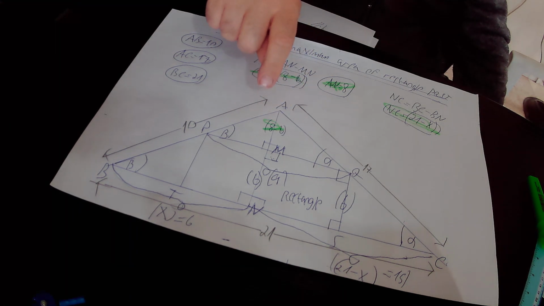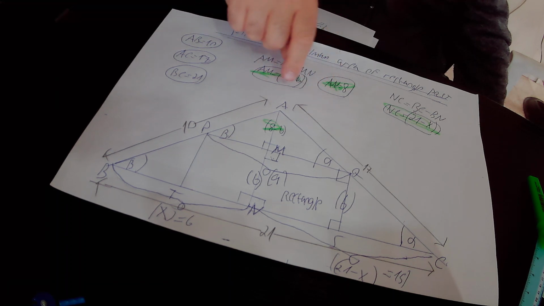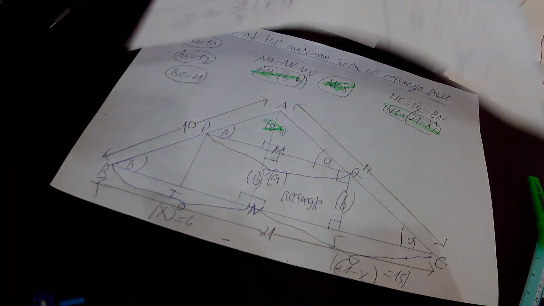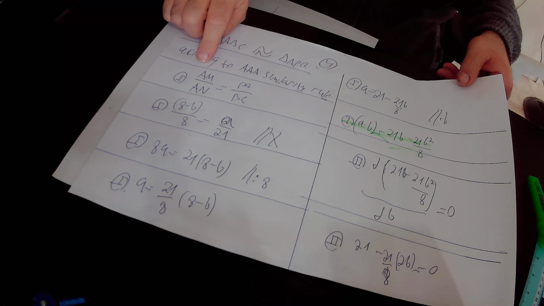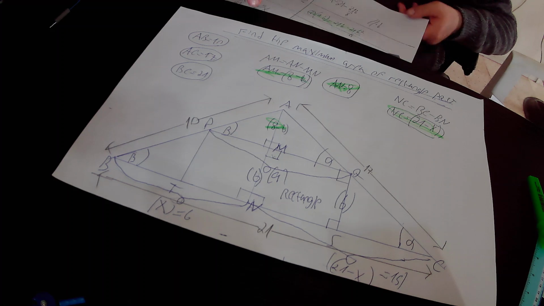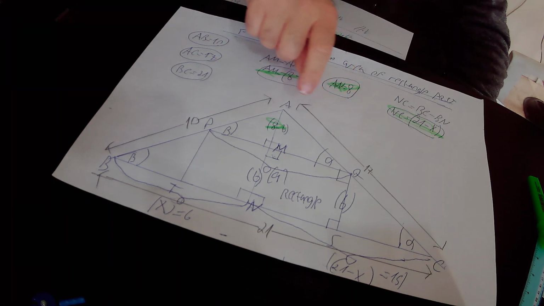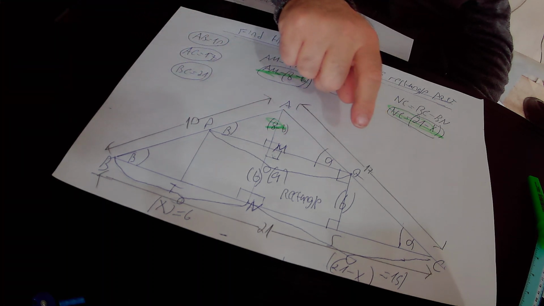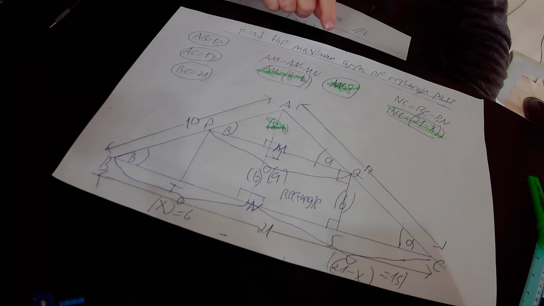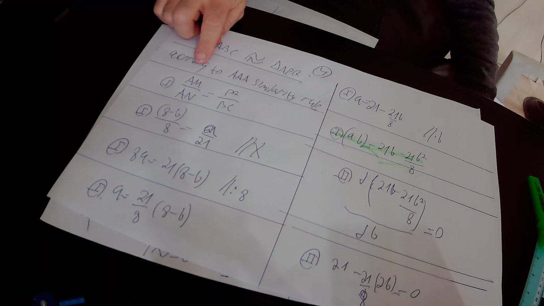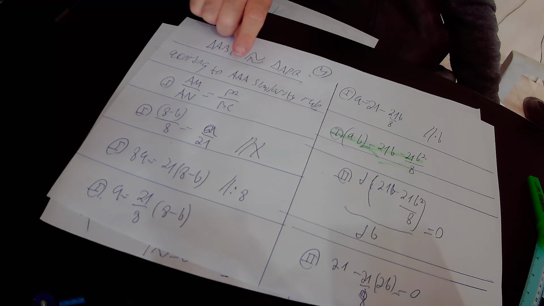the height AM in the small triangle APQ over the height AN in the big triangle ABC. So the ratio between the heights of the two similar triangles, that is AM over AN, must be equal to the ratio between their sides, that is PQ, the side of the small triangle APQ, over BC, the side of the big triangle ABC.